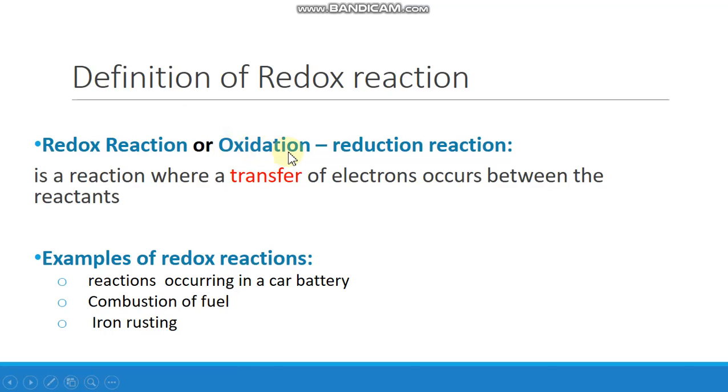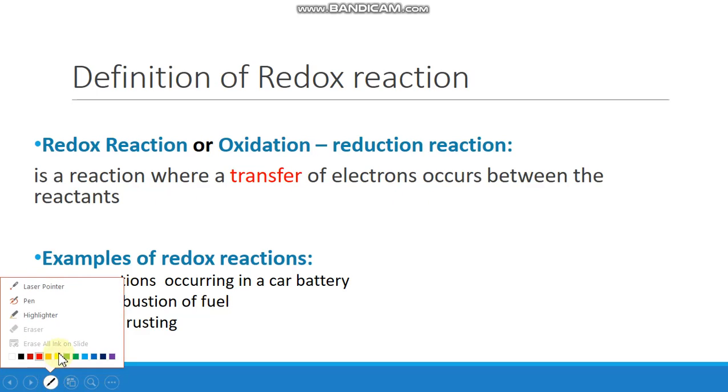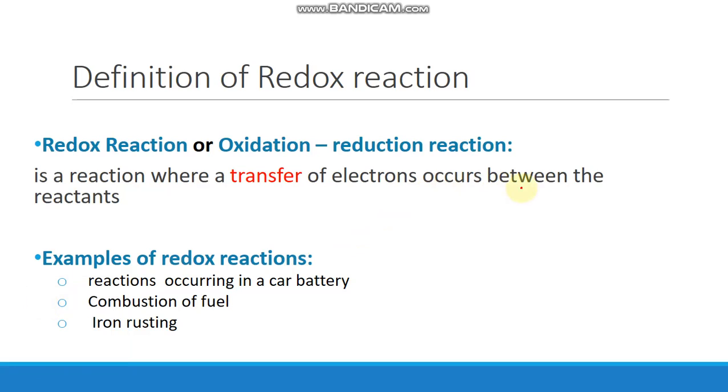A redox reaction, or oxidation reduction reaction, is a reaction where there is a transfer of electrons between the reactants. So we have a transfer of electrons between the reactants. Examples of redox reactions: we have reactions occurring in a car battery that we're going to discuss in the next lessons. We have combustion of fuel and iron rusting. All of these are examples of redox reactions. Okay. The name redox came from oxidation reduction.